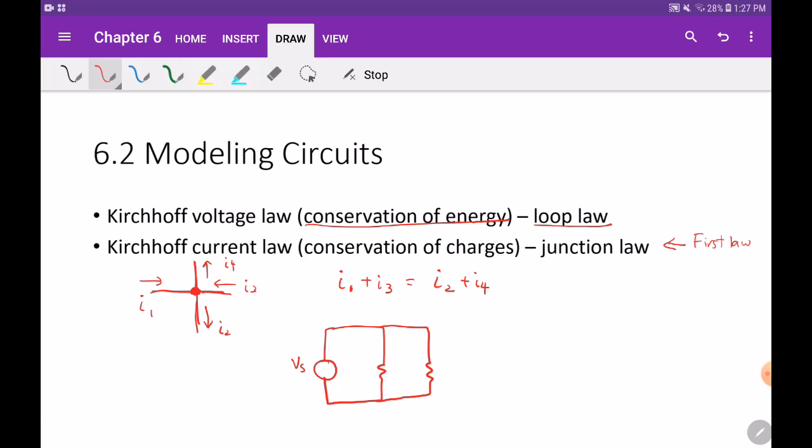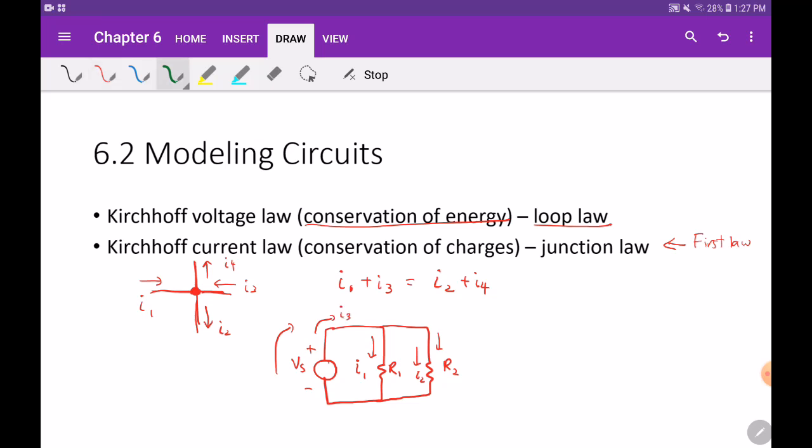So let's say you have a Vs plus minus, and the current flows this way. So there's a current direction, assume the current direction, and the loop direction. So let's say you have a current I1 through R1, you have a current I2 through the resistor R2, and then let's say you have a total current I3.